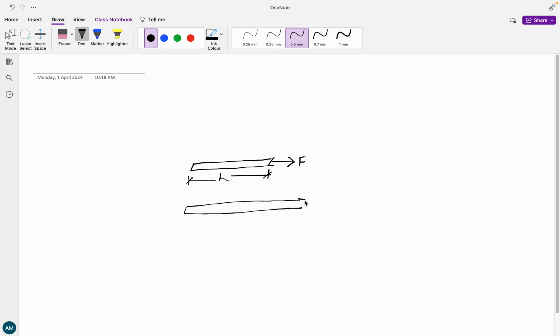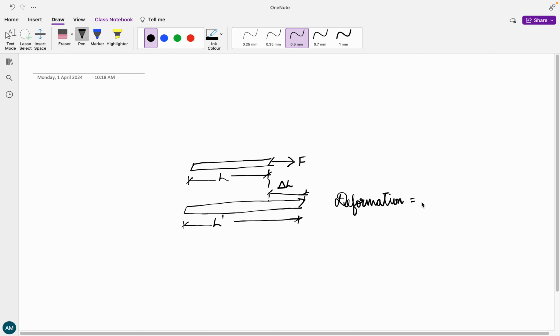This is the elongation that is occurring, and say this is going to be delta L, and this entire thing is the new length, let us call it L dash, that is going to be created. The deformation here is delta L. We have a positive deformation. If there is elongation, it is positive. If there is compression, then it is going to be negative.